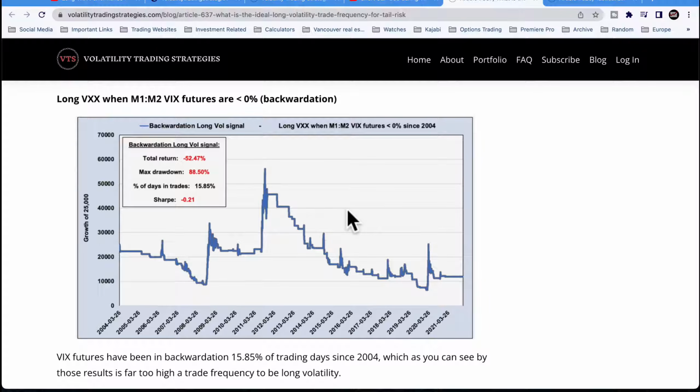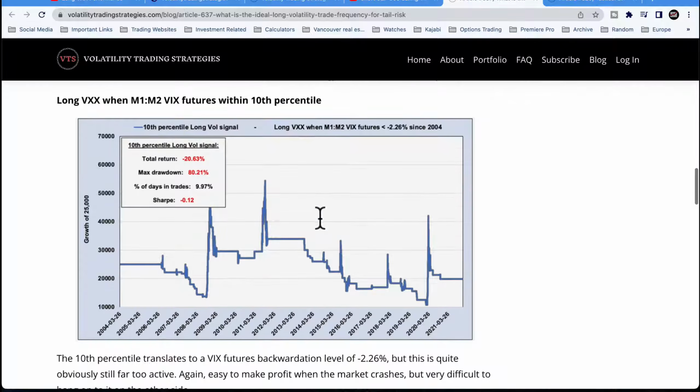This is not good. Obviously, this is terrible. Nobody could trade this. It's too much. That's 16% of trading days you're going to go long vol. That's too much. What if you dropped it down to 10%? Well, this is a little better, right? The long-term terminal results are almost break even at this point. And we're starting to see those spikes, which means it is doing what we want it to do.